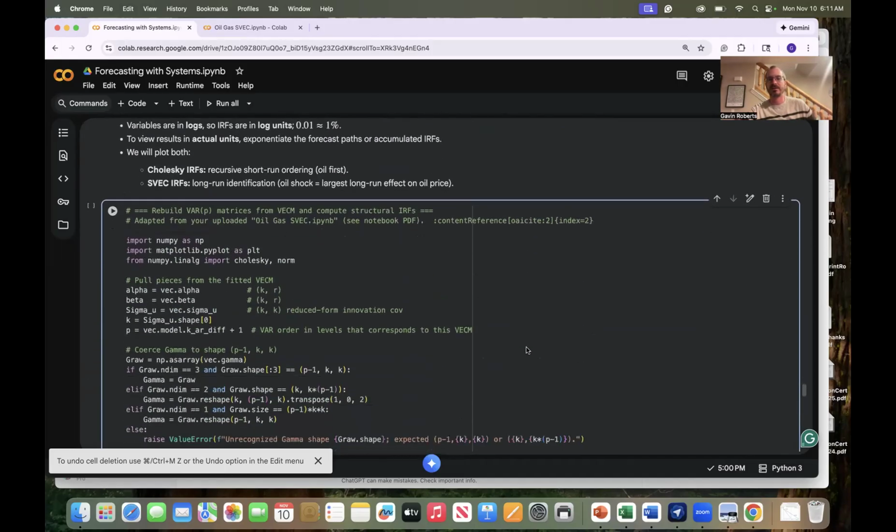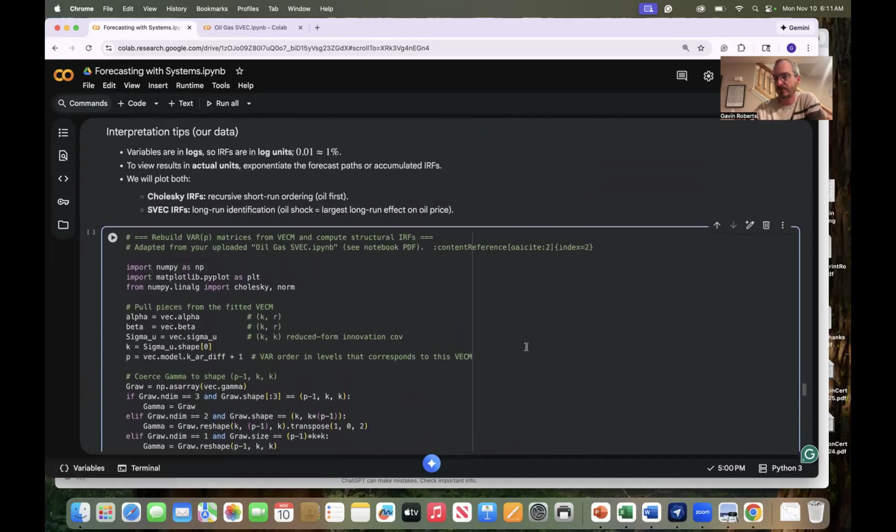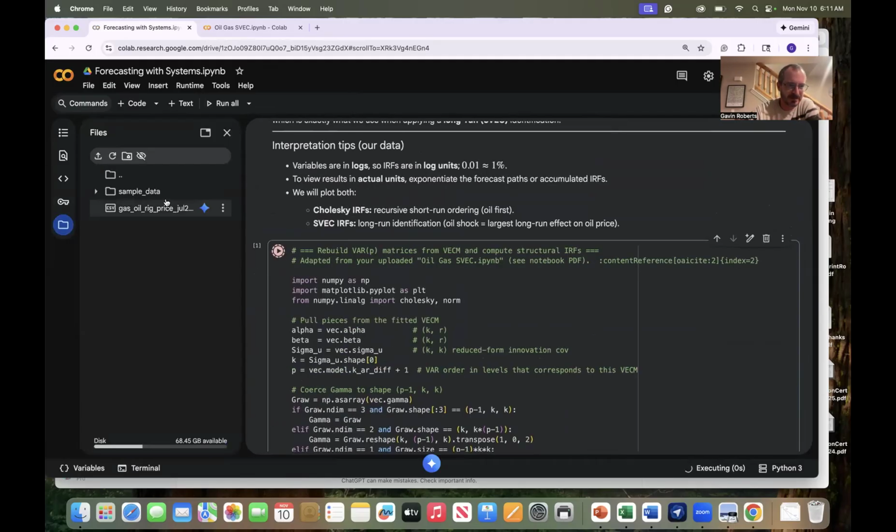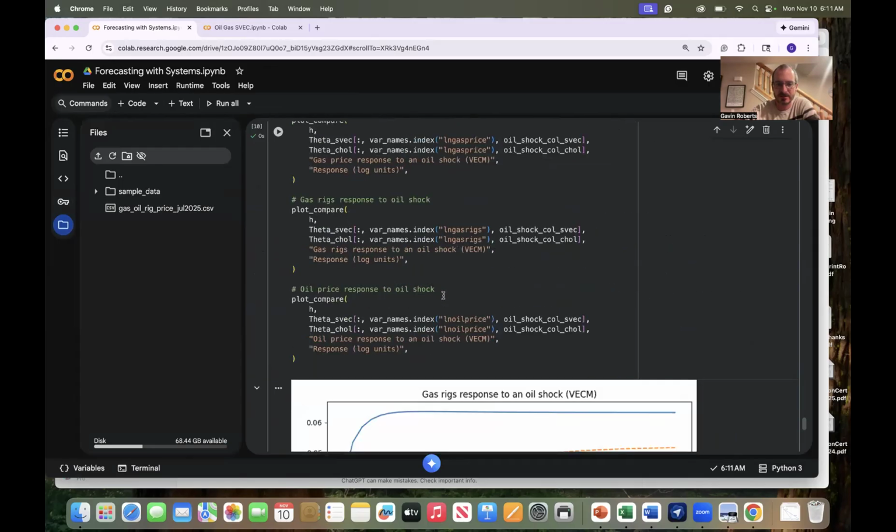So now essentially this code is imposing those two different things, and then we're going to create impulse response functions based on everything we just went through. Oh, we have to run all because I didn't run this yet. Hopefully I put the data in here. I think I did. Yes, I did. Go. Oh, that went pretty quick.